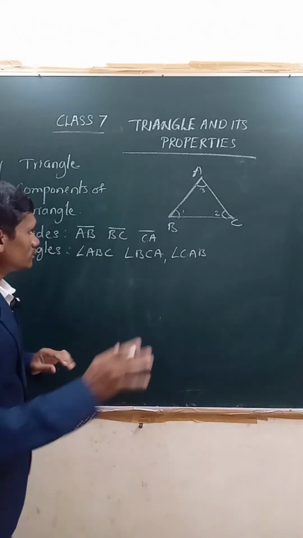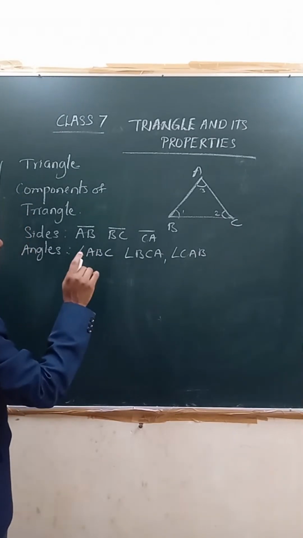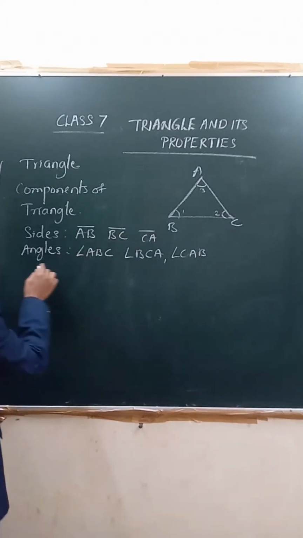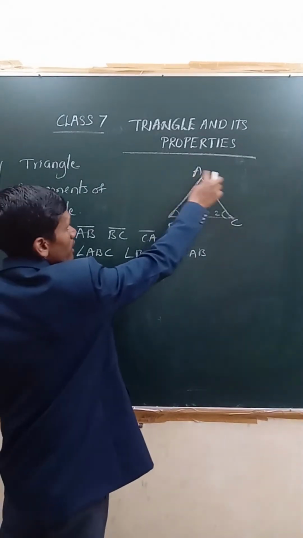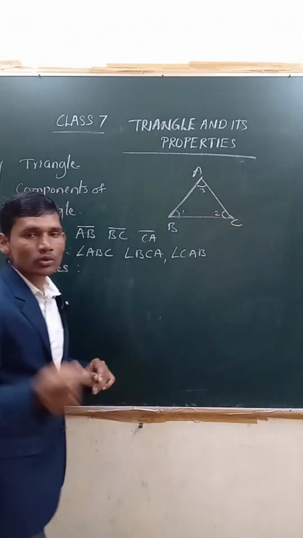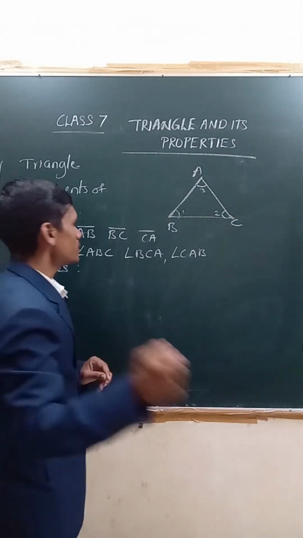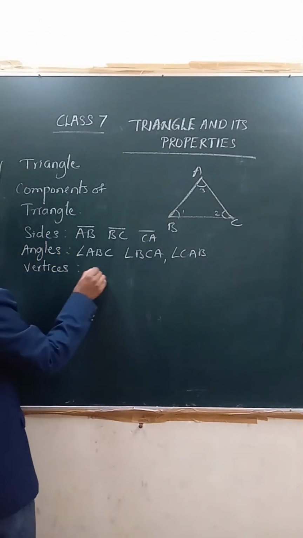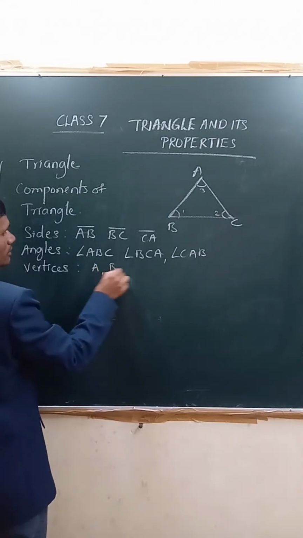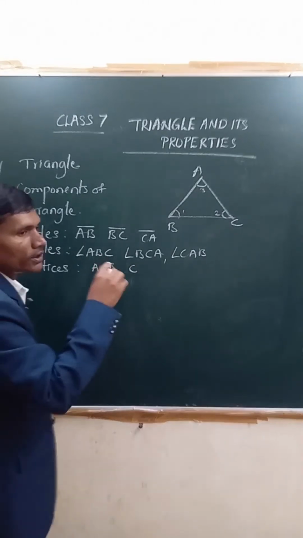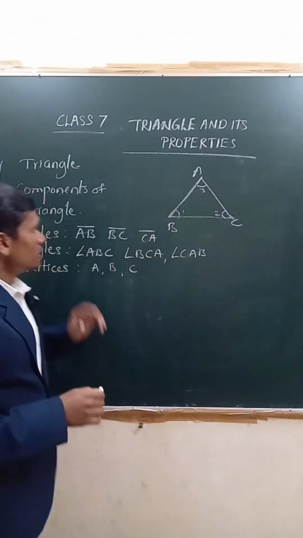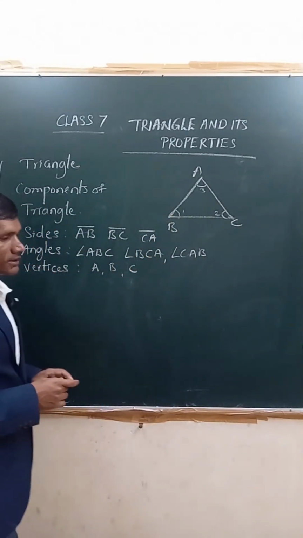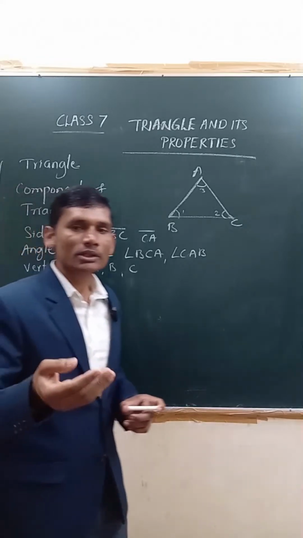Sides over, angles over, and now vertices we say. Vertices means each point, each corner, is called a vertex. In plural it is vertices. There are three vertices, A, B, C. These are called vertices of a triangle. Remember, okay?